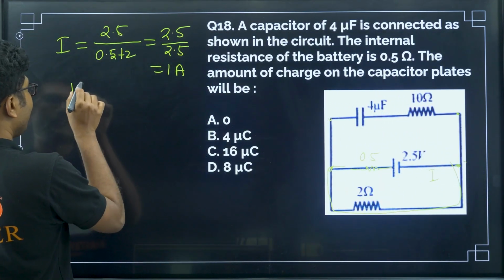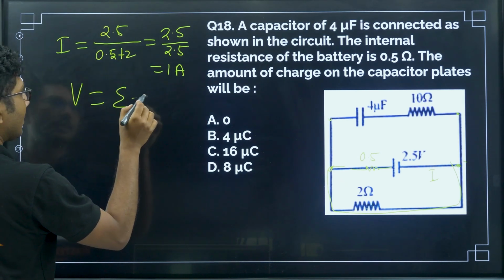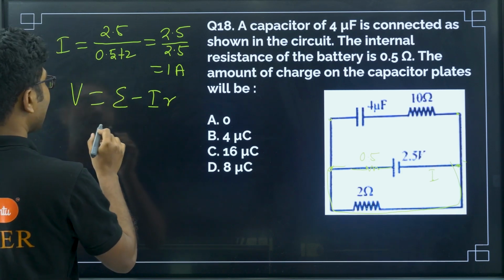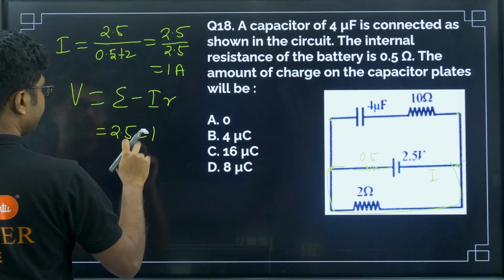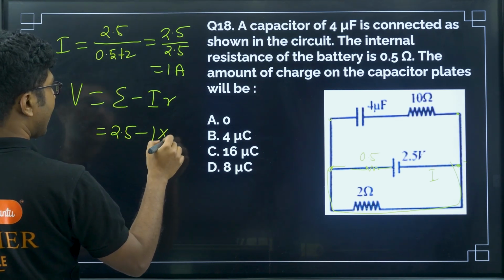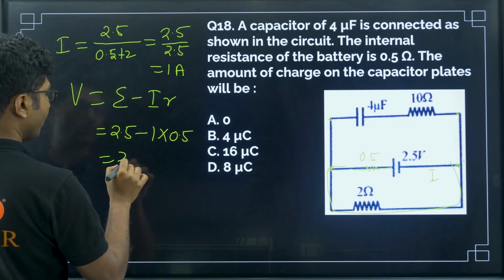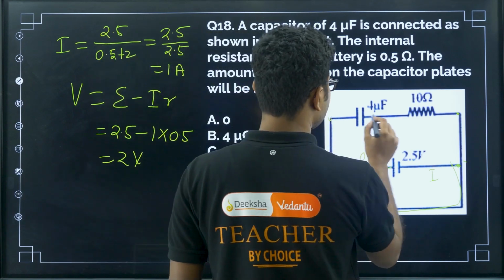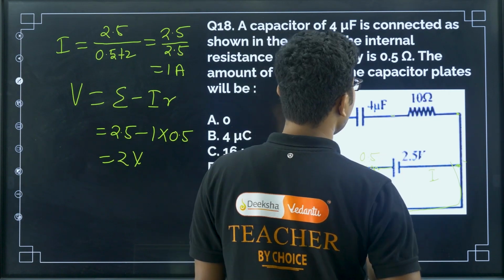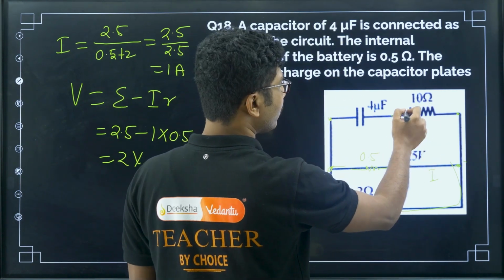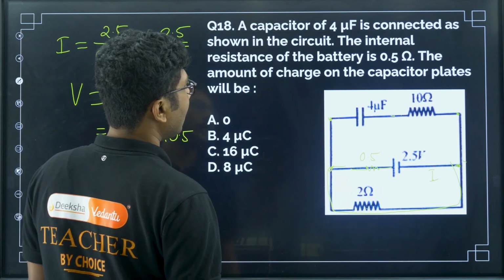V is basically, if you remember, epsilon minus IR. Right? Epsilon minus IR. Epsilon is 2.5, I is 1 and R is 0.5. So it will be 2 volts. The same volt will be there across the capacitor as well. So this is the potential across this terminal. So same potential will be across the capacitor as well, because there is no current, so there is no drop across this resistor.